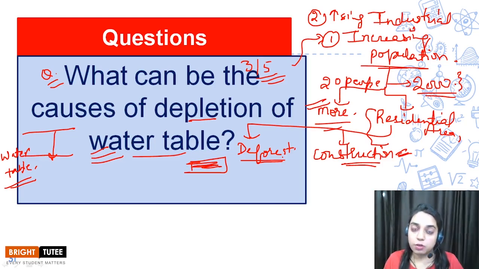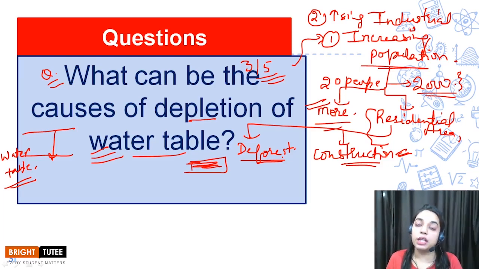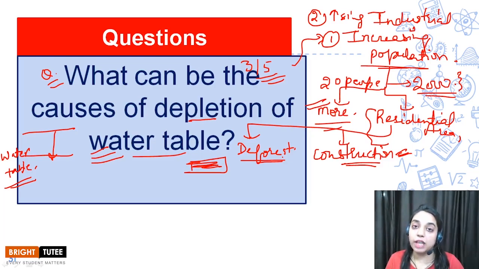Okay, and also while creating the industries, we'll have to clear the forest, it will cause deforestation, and again we will be replacing the open soil with concrete floors, which will not allow the rainfall to seep through the soil, and it will not replenish the groundwater. So it is also one of the major causes for the depletion of the water table.